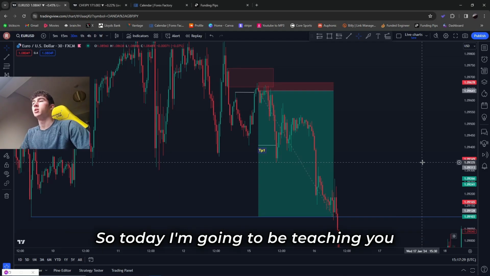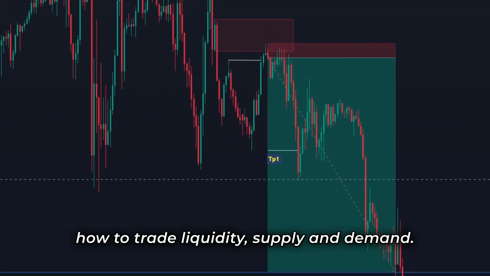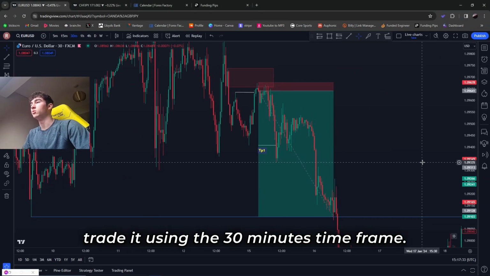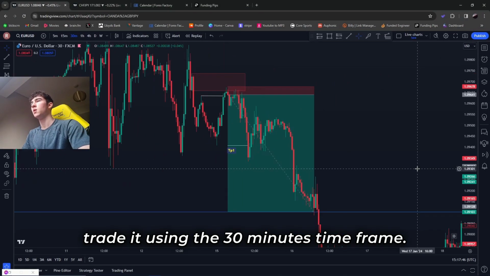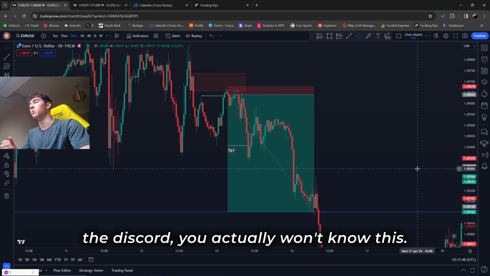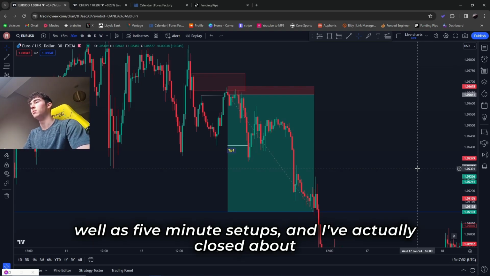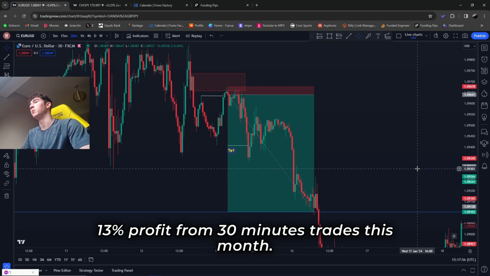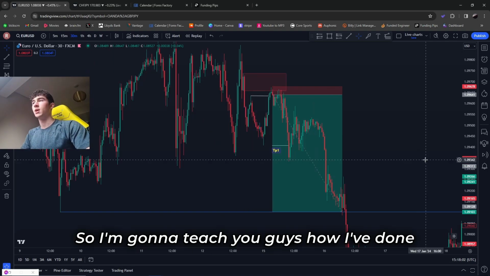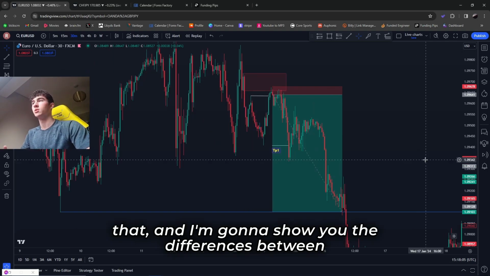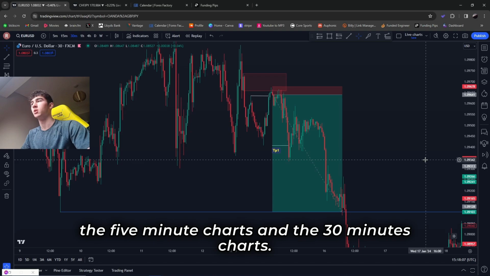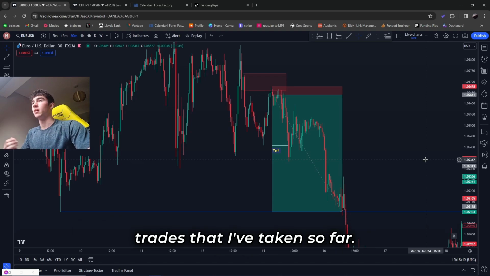So today I'm going to be teaching you how to trade liquidity supply and demand, but not just that, I'm going to be teaching you how to trade it using the 30-minute time frame. If you guys are not in the Discord, you actually won't know this, but this month I've been taking 30-minute setups as well as 5-minute setups, and I've actually closed about 13% profit from 30-minute trades this month. So I'm going to teach you guys how I've done that, and I'm going to show you the differences between the 5-minute charts and the 30-minute charts, and I'm going to go through the trades that I've taken so far.